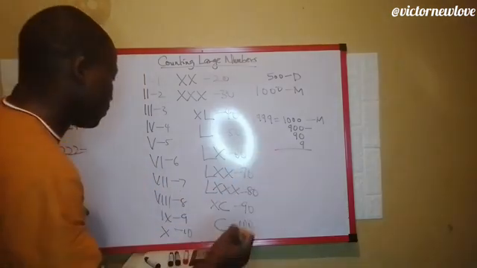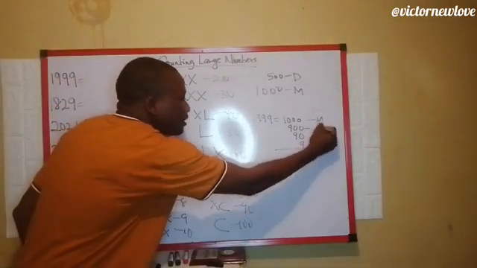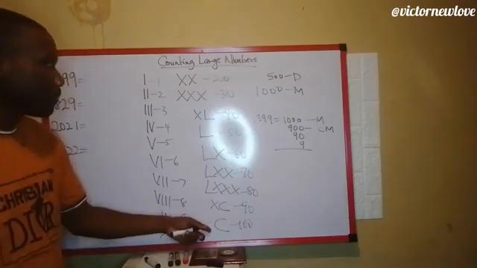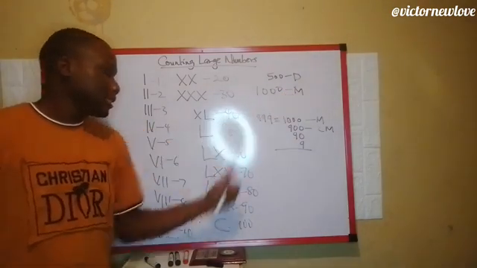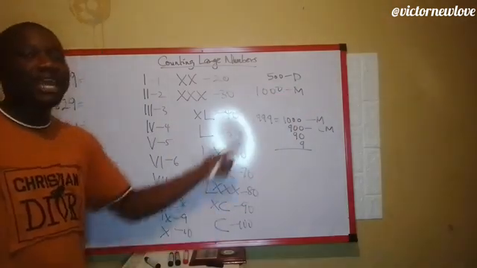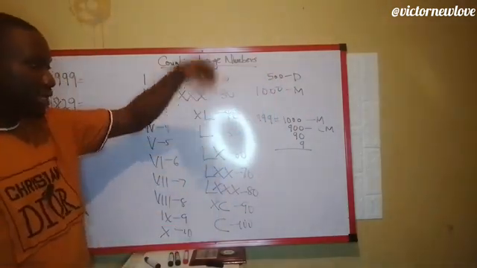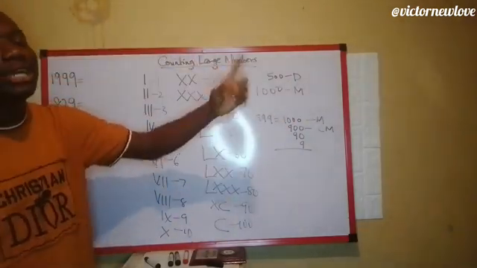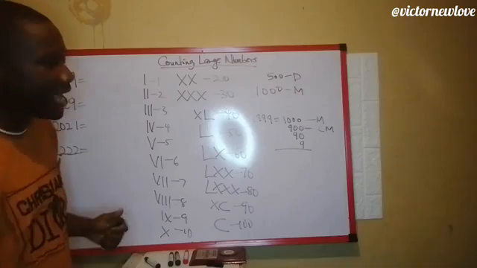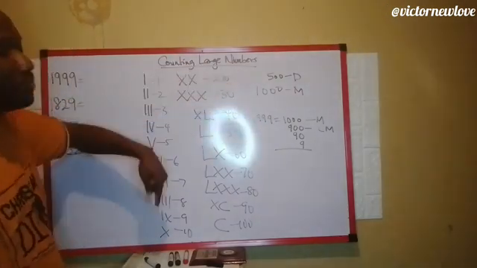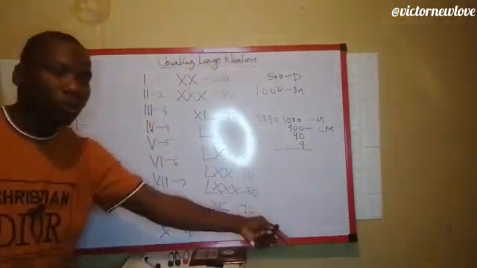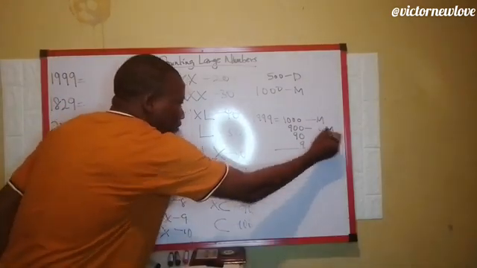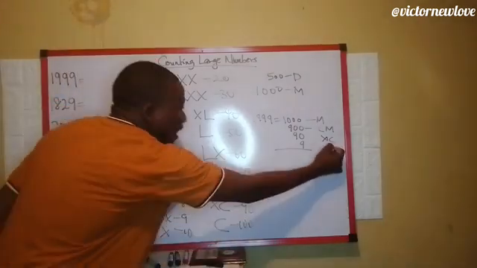The 900 is going to serve as CM, because C is 100. So 900 will be CM. If it is CM, it means it is 900. But if it is MC, it means it is 1100. So CM is 900, MC is 1100. Then the next part, 90 is what? XC. Then what's 9? IX.